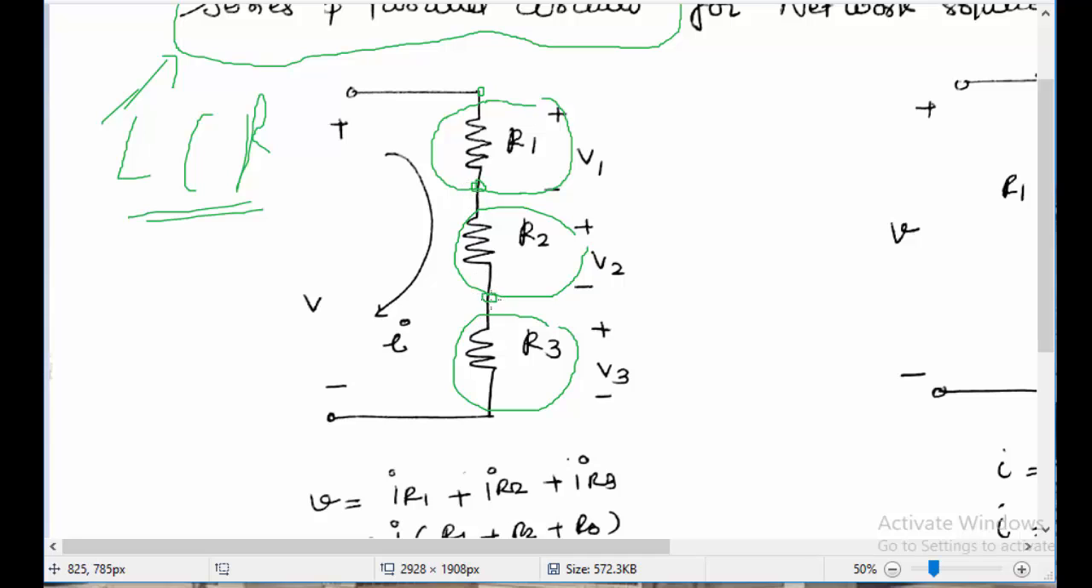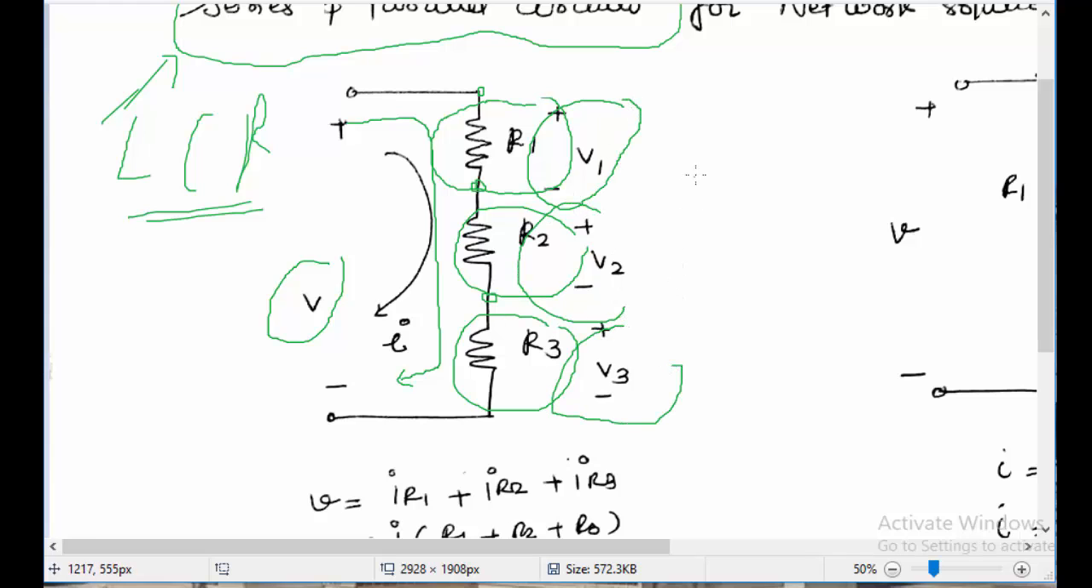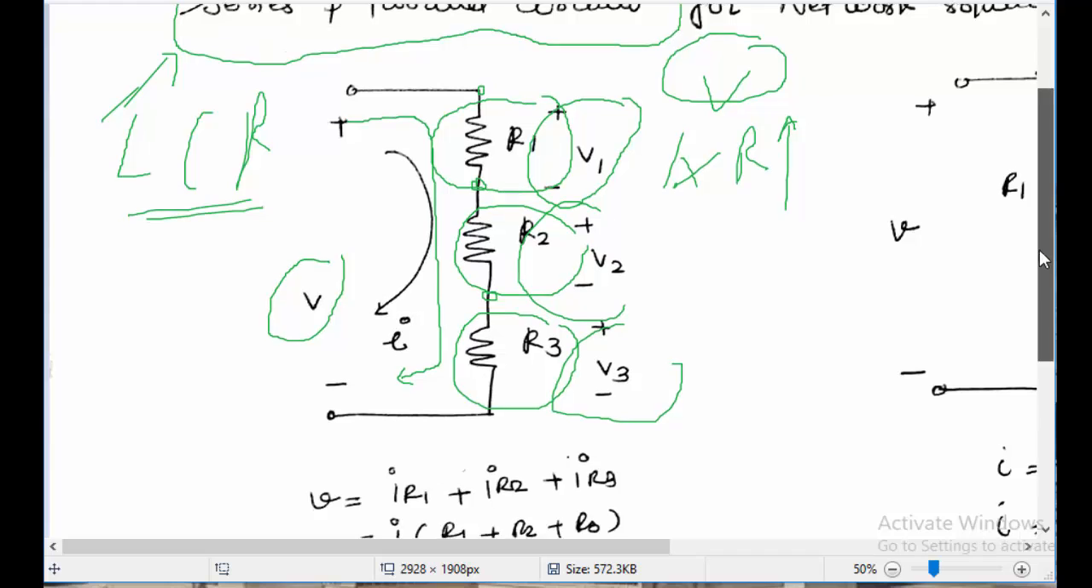When you are talking about the series connection, the end points of each of the resistances will be connected together, and whenever they are connected in series, the current flowing through all the resistances will always be the same, and V will be the supply voltage. There will be different voltage drops like V1, V2, V3 across each of these resistances, and from Ohm's law we know that V is equal to I into R.